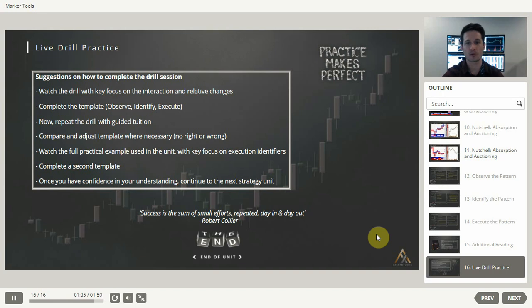All right, that now wraps up Unit 6, Strategy 1. And we're going to finish off with the quote: success is the sum of small efforts, repeated day in and day out.